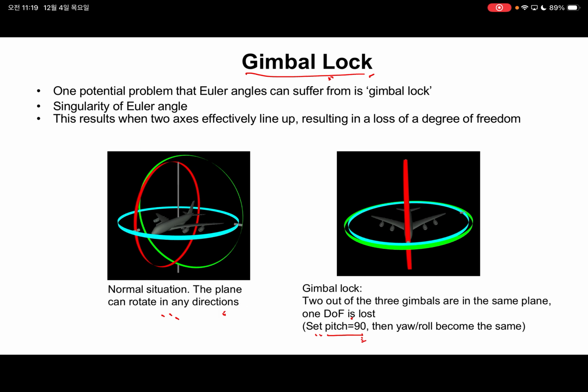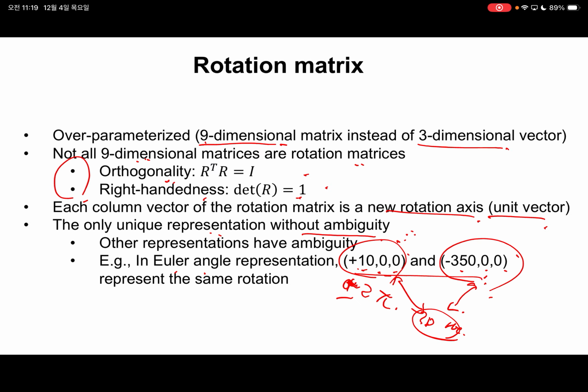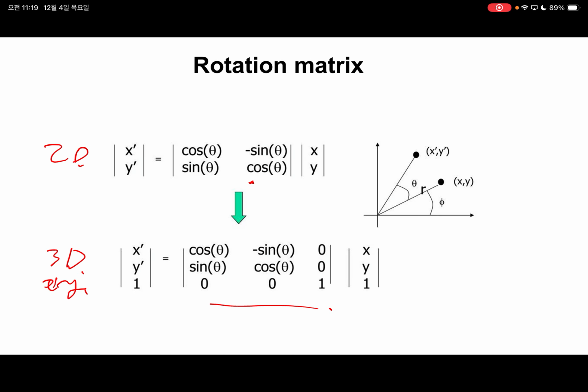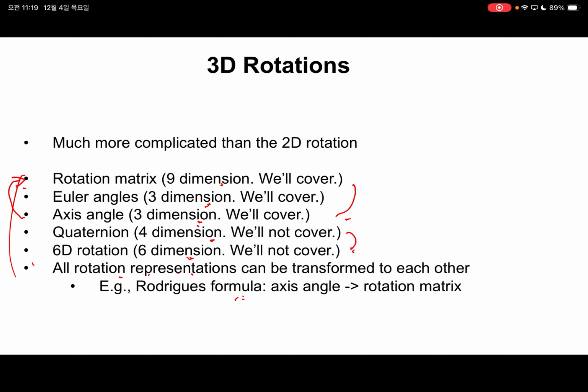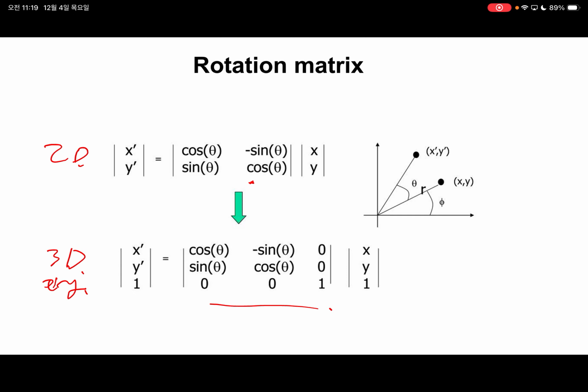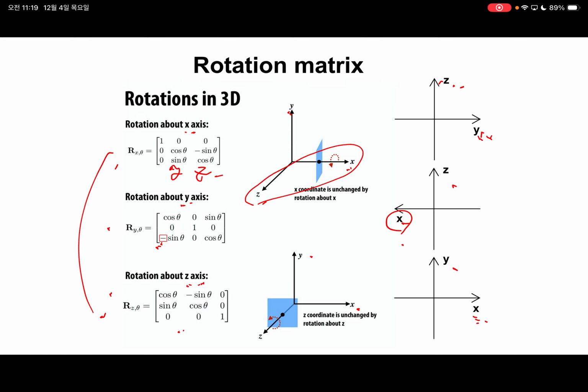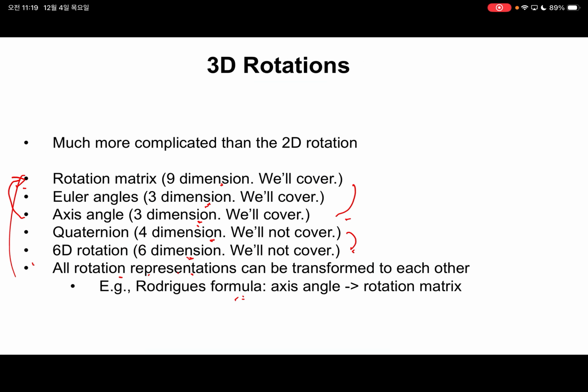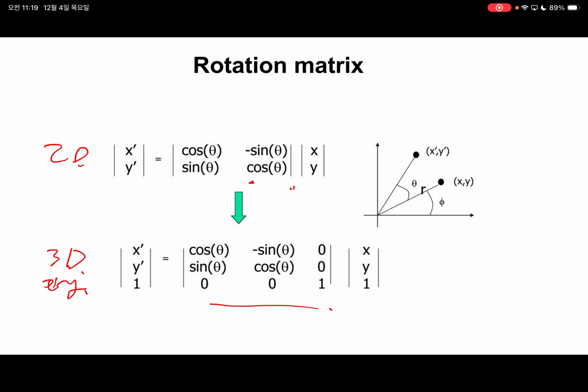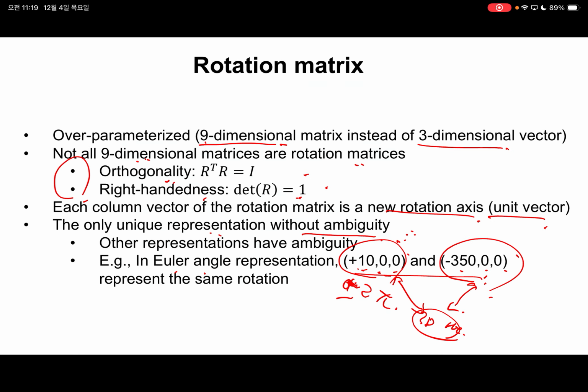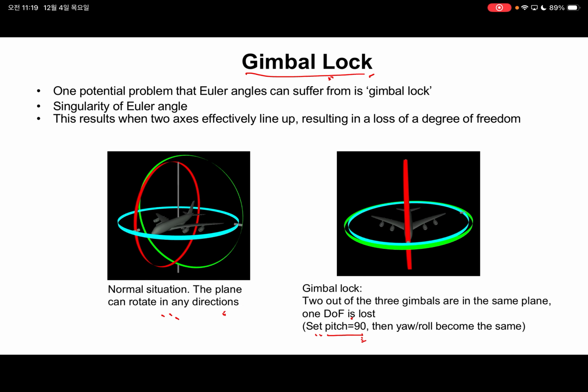But the rotation matrix and axis angle are very basic and very widely used. So I hope you get familiar with this kind of 3D rotation. It is very complicated compared to the 2D rotation, like the 2D rotation here. Is it okay? Is anything unclear about the 3D rotation?